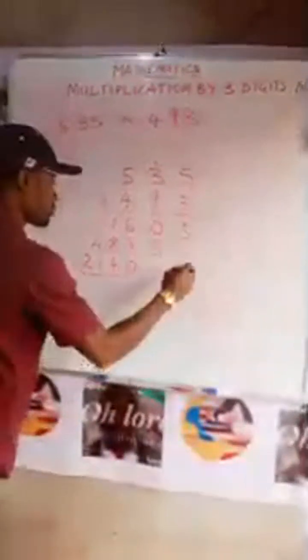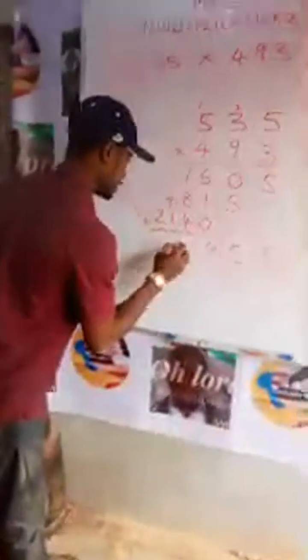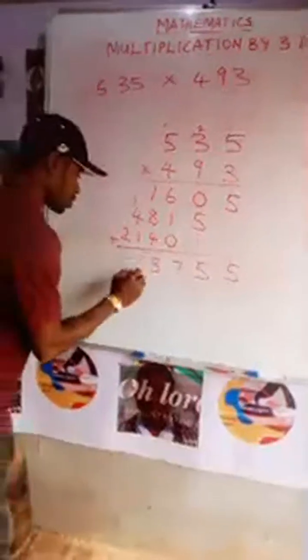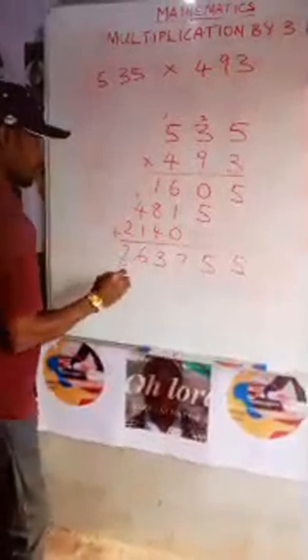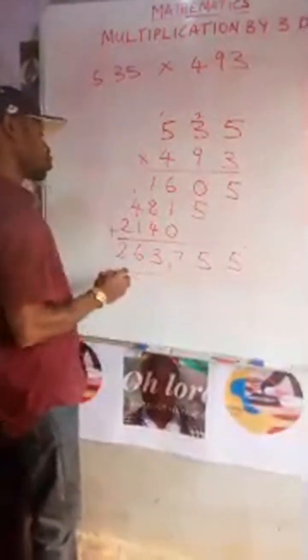So you have 5. When you add them together, you have 5. And then you have 5 here. 6 plus 1 is 7. 8 plus 1 is 9. 9 plus 4 gives us 13. You carry 1. 4 plus 1, 5. 5 plus 1 gives us 6. Now bring down your 2 here. 1, 2, 3. 263,755.